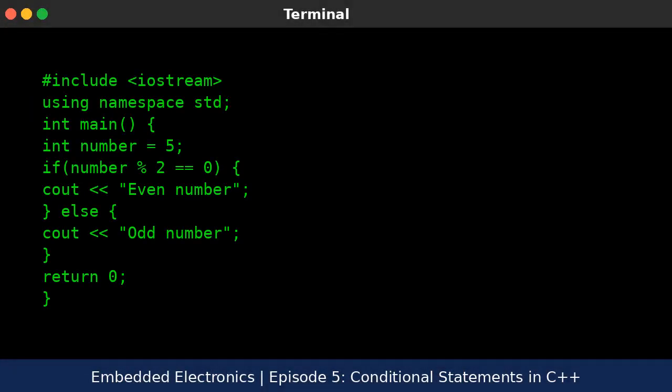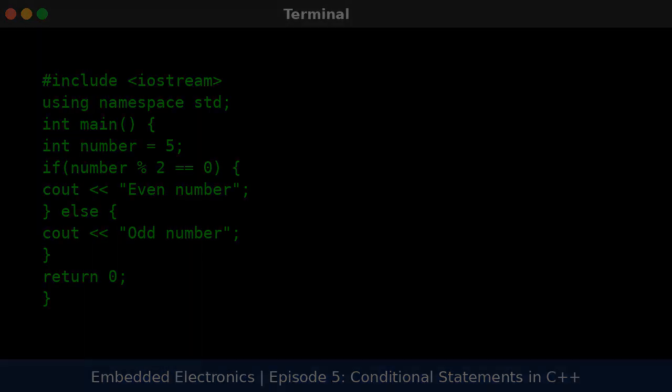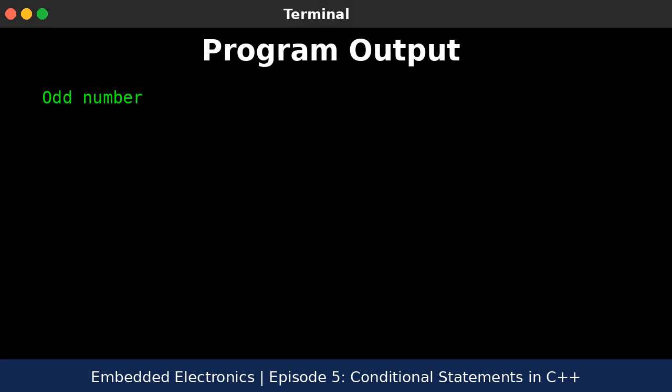This example uses if-else to check whether a number is even or odd. The output of example 2, if-else statement is as follows. Odd number.